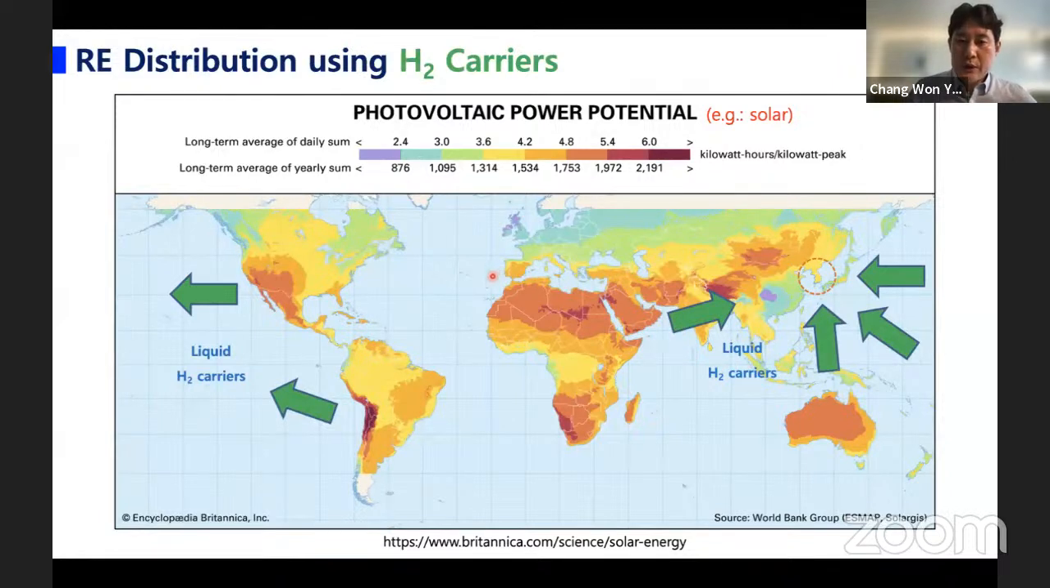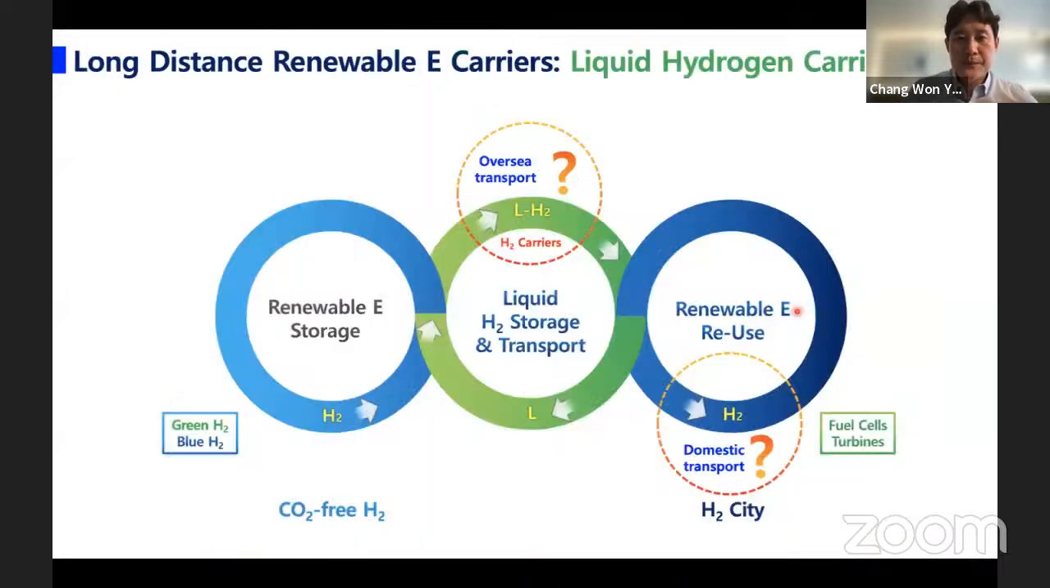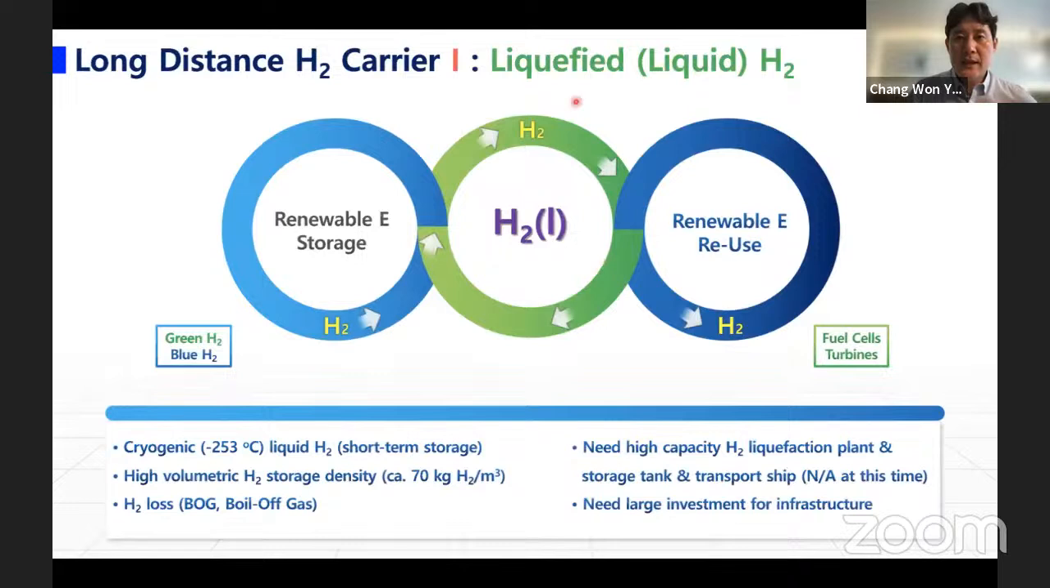Then the renewable energy distribution will use the liquid hydrogen carrier. So surplus renewable electricity will be transformed into hydrogen. Then the hydrogen gas will be transformed into a liquid hydrogen carrier, and the liquefied carrier will be transported to the desired site. That's the concept for achieving global net zero. Then the question is, what could be the liquid hydrogen carrier? What could be the overseas transport hydrogen carrier? What could be the domestic transport hydrogen carrier? Something like this.